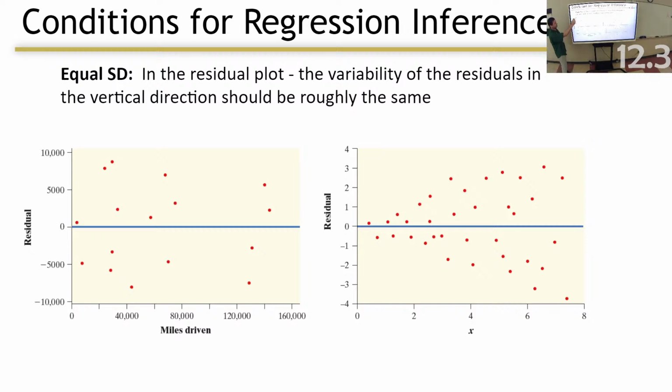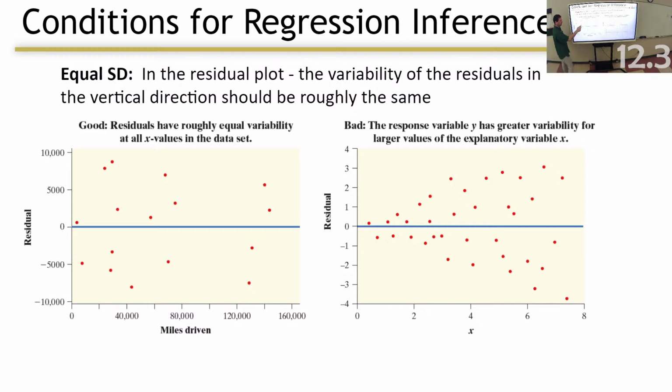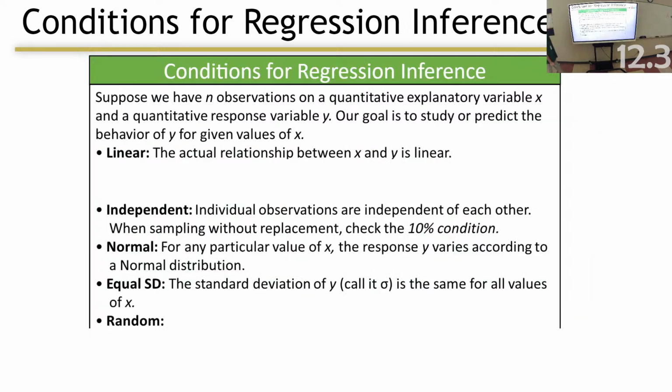Okay, so the residual plot, the variability of the residuals should be roughly the same. Remember, variability is the standard deviation. We'll go through some examples on these also. Equal standard deviation. This one's good, that one's bad. Okay? And then finally, of course, we need random selection. Okay?